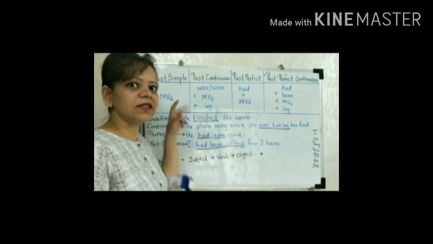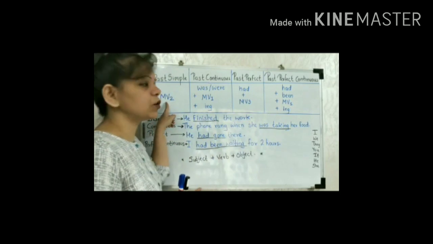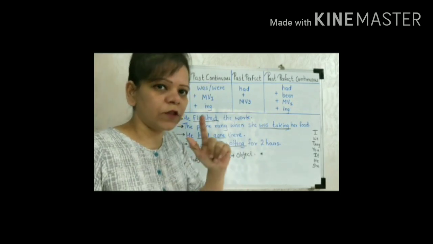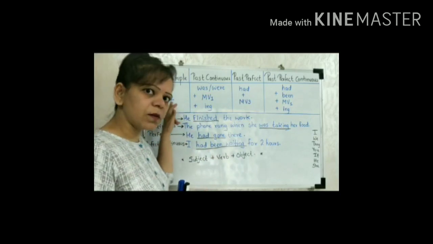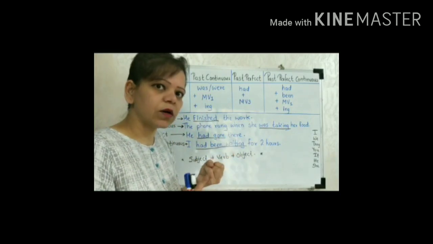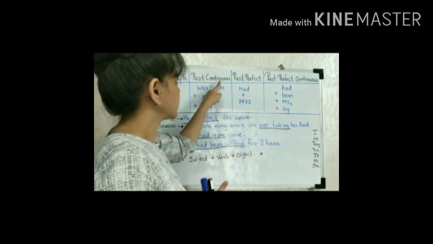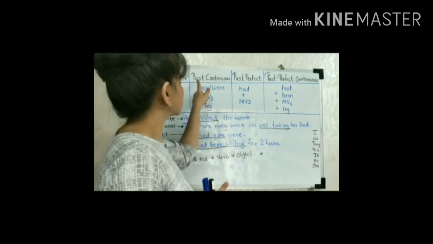In past simple tense, the only thing that you need to remember is you're going to use only the past form of the main verb, the action verb. There's no other difference. A main verb, past tense. It could be a regular verb or an irregular verb. Second, continuous tense. It is past continuous tense.